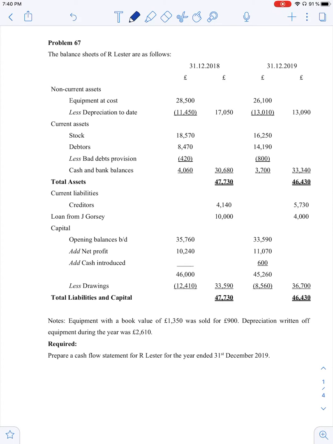Eventually, yes. We can find the special line reads depreciation written off equipment during the year was 2,610. Written off equipment is a common English saying.